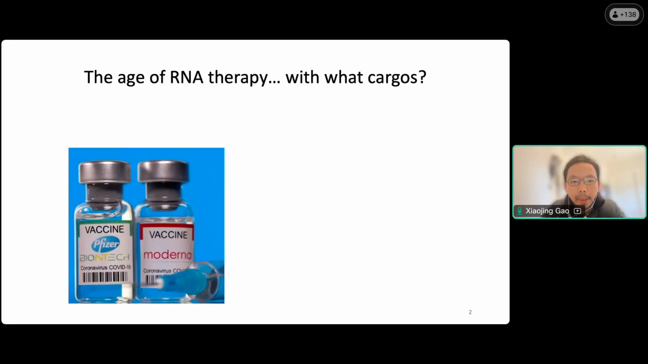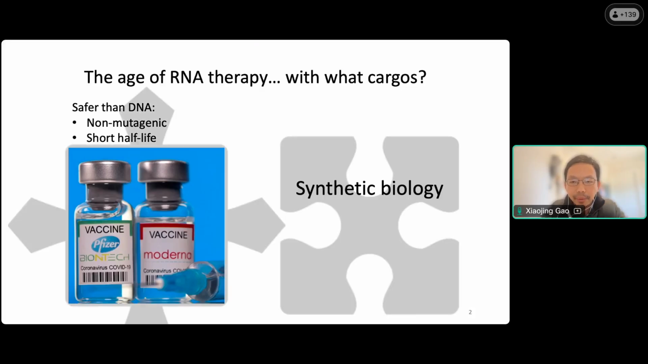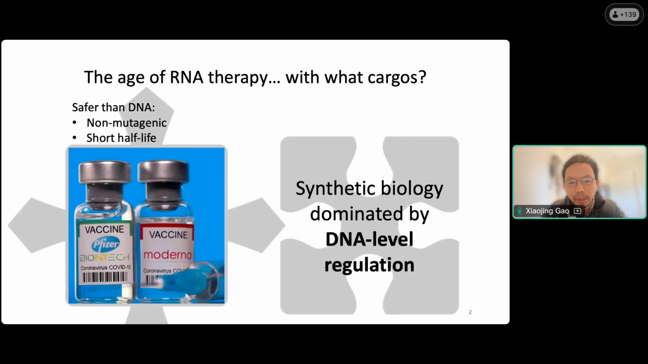But let me step back a little bit, saying we are really at an exciting time where it's been shown that it's possible to deliver genetic payloads into patients using RNA vectors. And compared to more conventional DNA vectors, they are safer for these two reasons. But historically, in synthetic biology, I would claim there are many more tools, although there are always exceptions, but there are many more tools that operate on DNA than after the transcription regulation. So you can see these kind of DNA level regulation is not really compatible with RNA delivery.